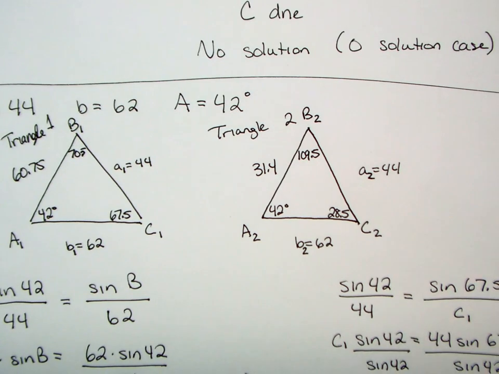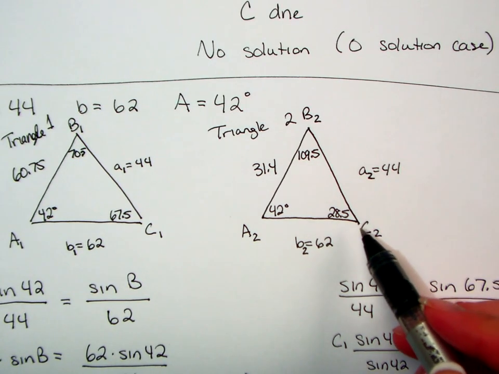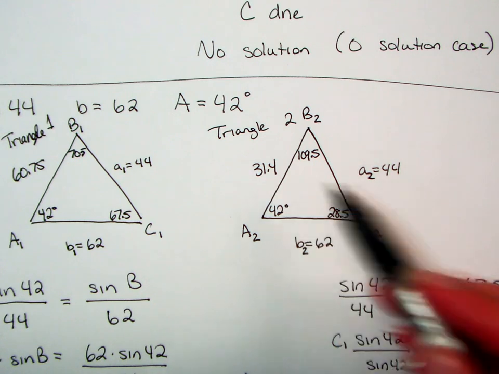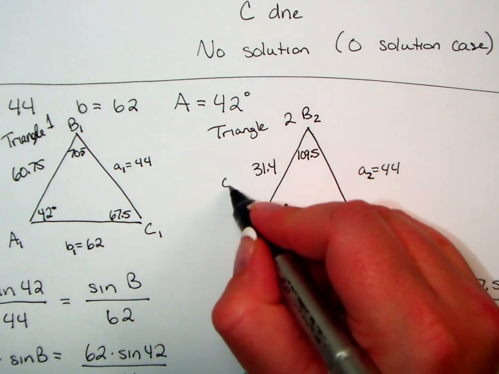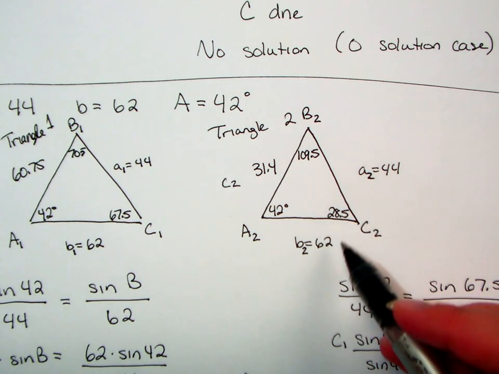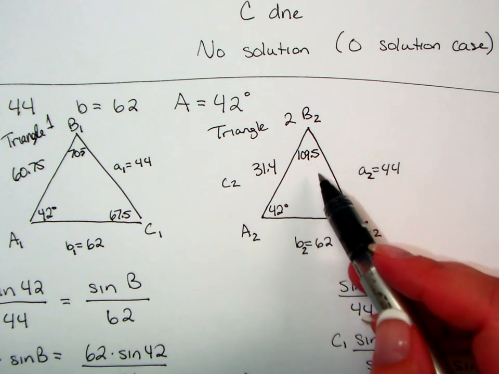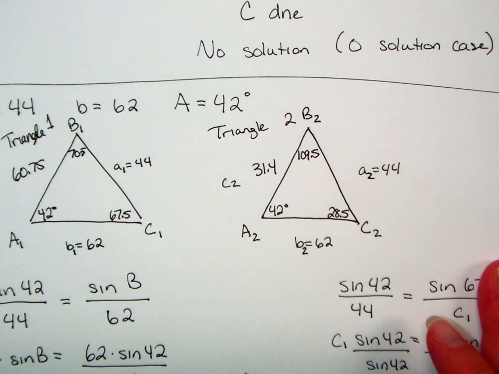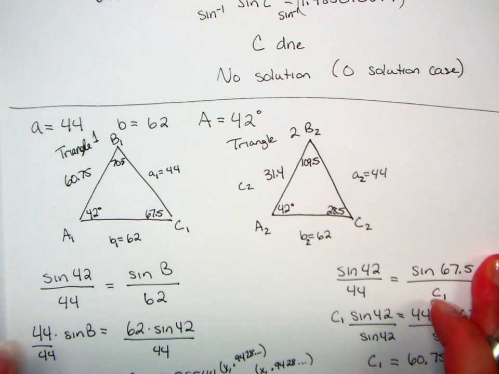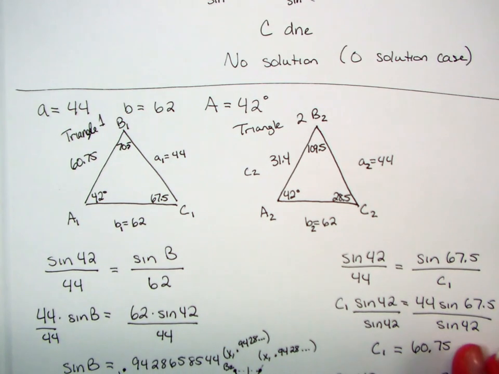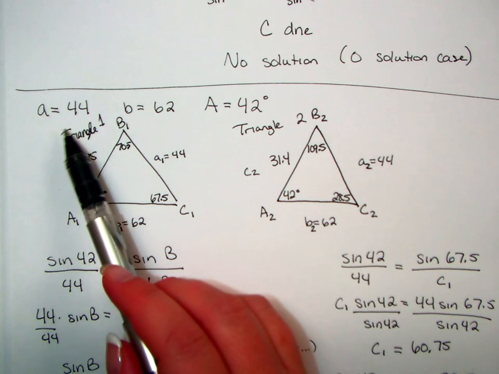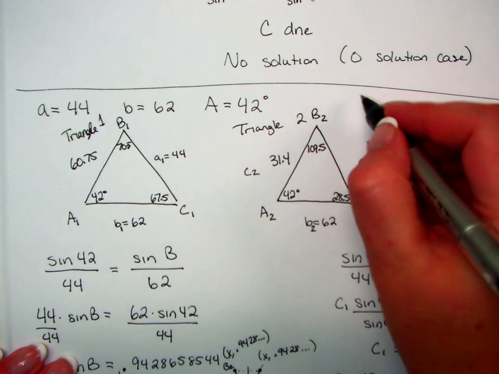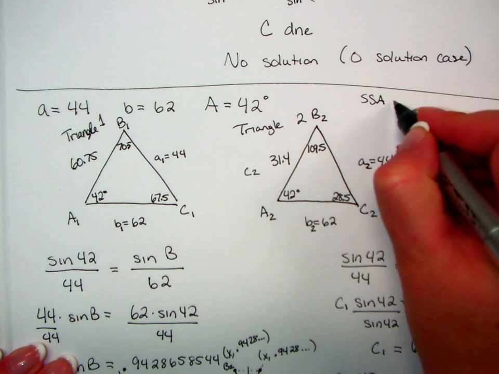Alright, let's do that spot check. The smallest angle is across from 31.4, which is the smallest side. The largest angle is here. It's across from the largest side. So I do believe we have the correct solution. Right. So here is a side-side-angle that has two solutions. Right? Side-side-angle, two solutions.